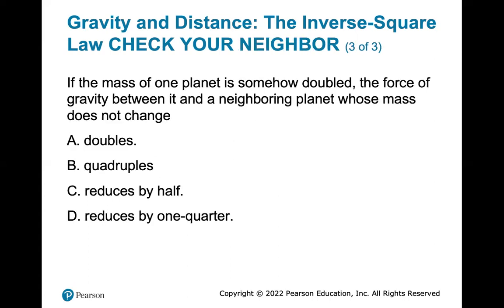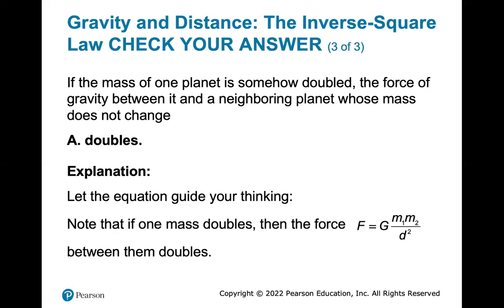Okay, if the mass of one planet is somehow doubled, the force of gravity between it and the neighboring planet whose mass does not change would only double. You have m1, m2. If now you have 2m1 times m2, it would only be a doubling of the force. Let the equation guide your thinking. Note if one mass doubles, then the force F equals G m1 m2 divided by d squared just doubles. So if you're just doubling one of the masses, then the force just doubles.